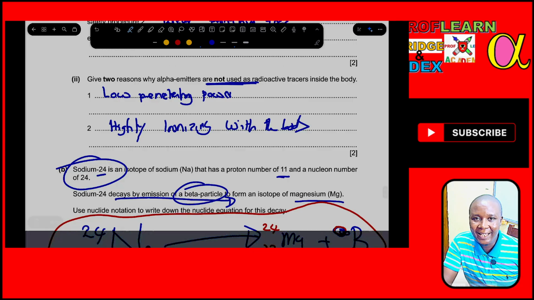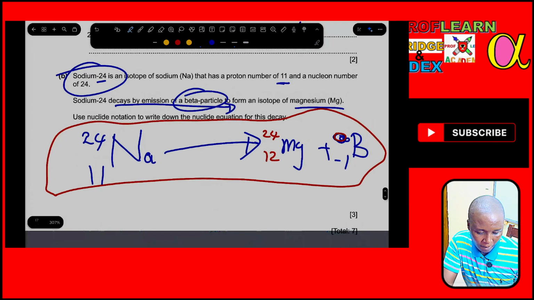Number two, they are highly ionizing, so the moment they enter into the body, they ionize blood, and that's going to be very, very dangerous to a human being.